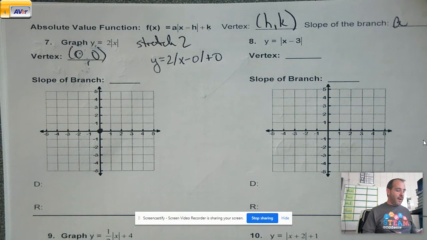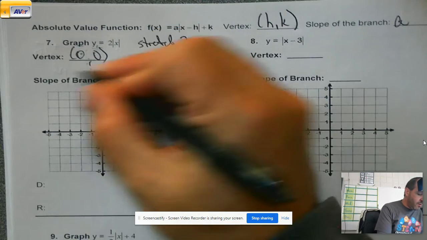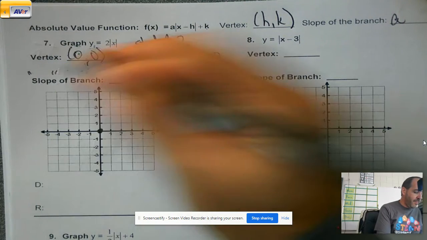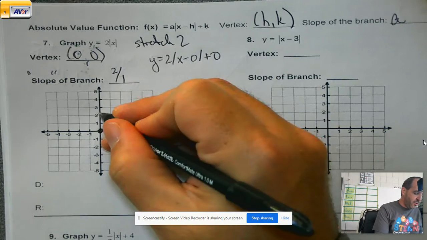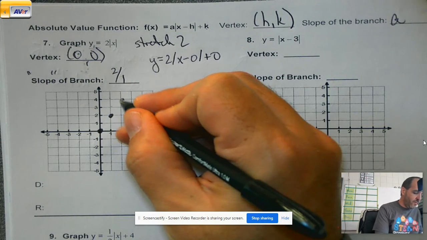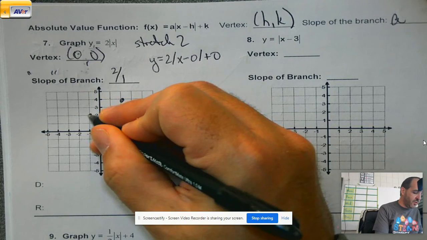So now my stretch, my slope is 2 over 1, because slope's always a fraction. Up 2 and over 1. Up 2 and over 1. And we do that in both directions.